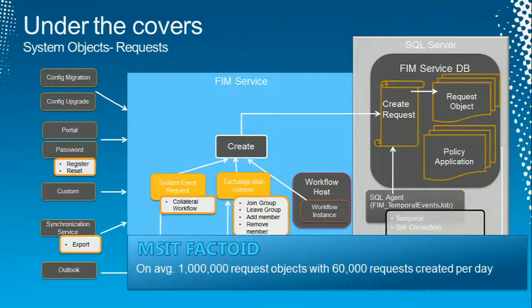In MSIT, an interesting piece is that at any given point there are over 1 million request objects in the system. The way we found out is we ran a script internally in the database. There is a daily churn of about 60,000 requests created per day. What MSIT realized is that if they run the delete system objects SQL job, it typically deletes 20,000 at most, so they have to run that job at least 3 times a day. Mark, you're going to talk a little more about it as part of the recommendations.